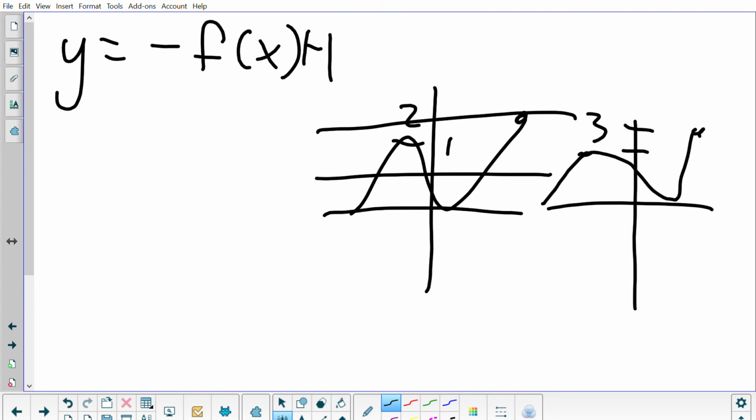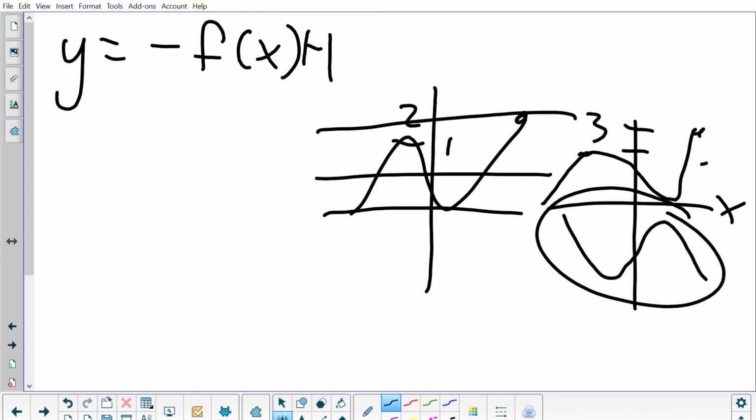Okay? Then this negative is in reference to flip over the x-axis. So this is my x-axis. So I move it up 1 first. Now I flip it. So then it's going to look like something like that. So this would be my final answer. So I would go up one first, then flip it.